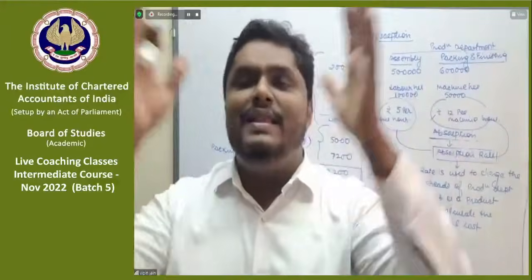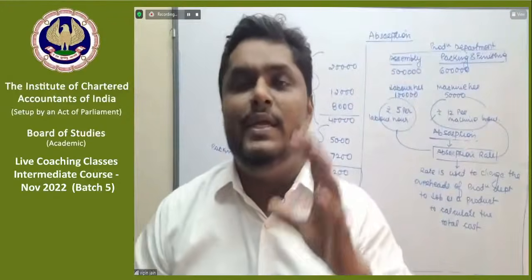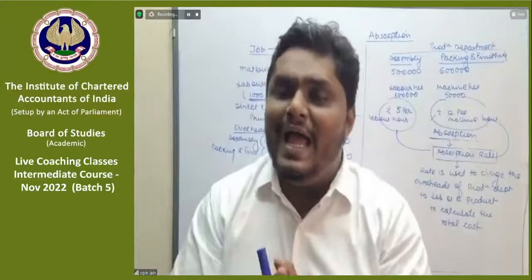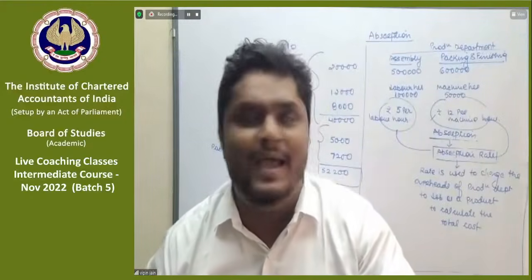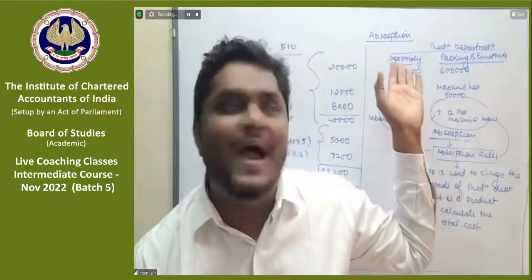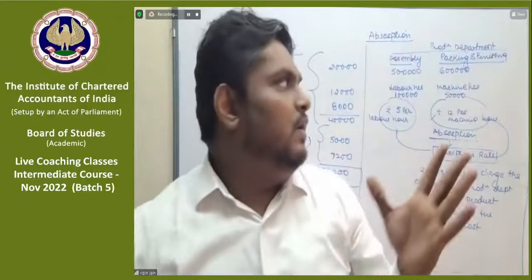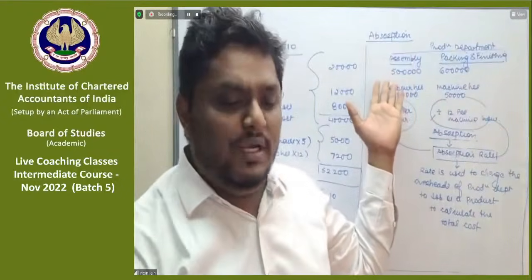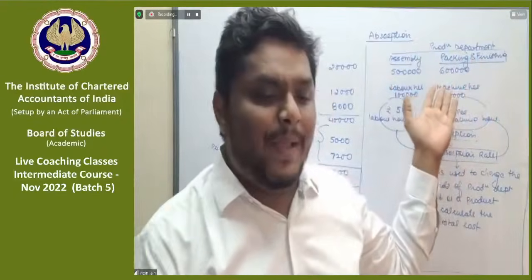I repeat the entire process again because in between the video was buffering, there were connectivity issues. I repeat again, we are discussing absorption. Let's say I have a company wherein I manufacture 4 to 5 products, wherein all the products pass through these two processes before being converted into the final product. The total overheads after allocation, apportionment, distribution and redistribution is, let's say, 5 lakh for assembly and 6 lakh for packing and finishing.